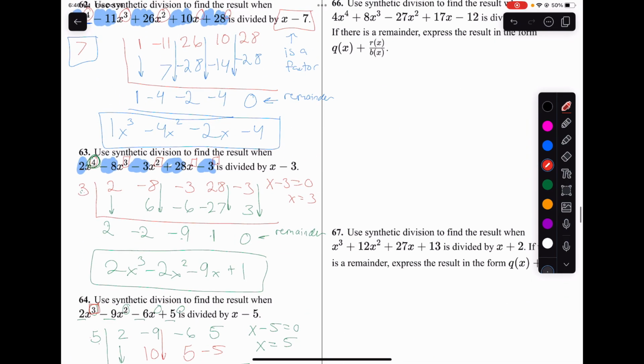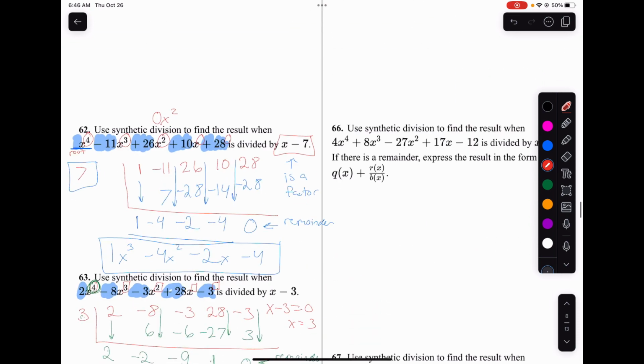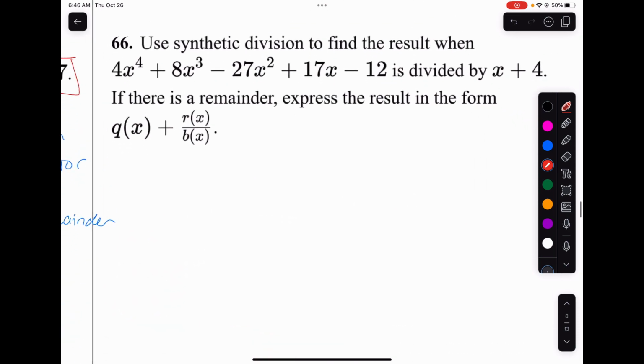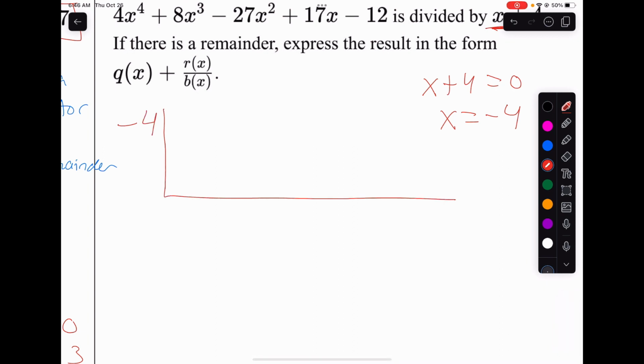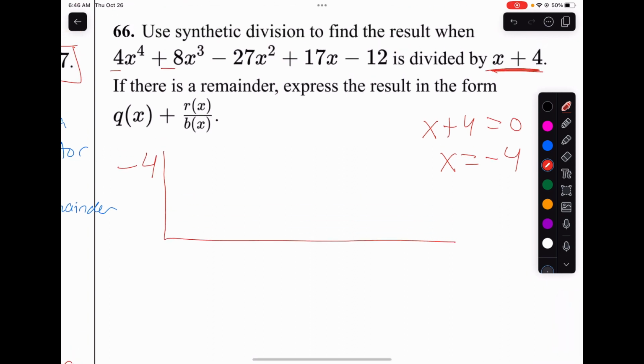All right, let's go ahead and try this one here. So again, we're going to use synthetic division, which is what we've been doing. We take what we're dividing by and set it equal to 0. I get that x is equal to -4, so I'm going to put my root right there. And then I take my coefficients and put them in the box. So I'm going to do 4, 8, -27, 17, and -12.